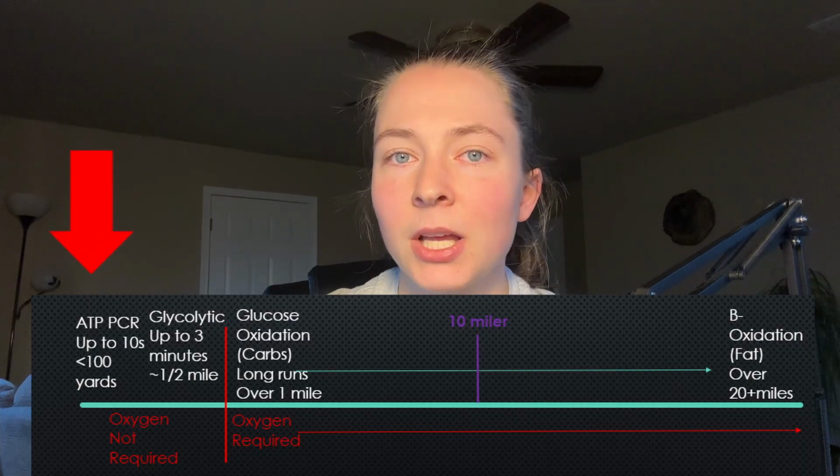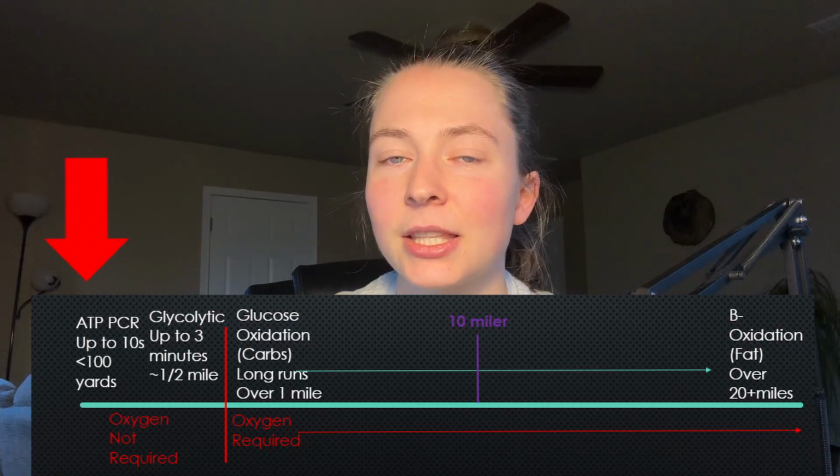molecule. We'll start at the super intense end of the spectrum. So think about the Olympic athletes that run the 100-meter dash. This system has a few different names. It goes by ATP-PCR, phosphagen system, phosphocreatine, or creatine phosphate system. For the sake of this video, I'm going to use ATP-PCR. This system is one of two that don't require oxygen, but it exhausts very quickly.